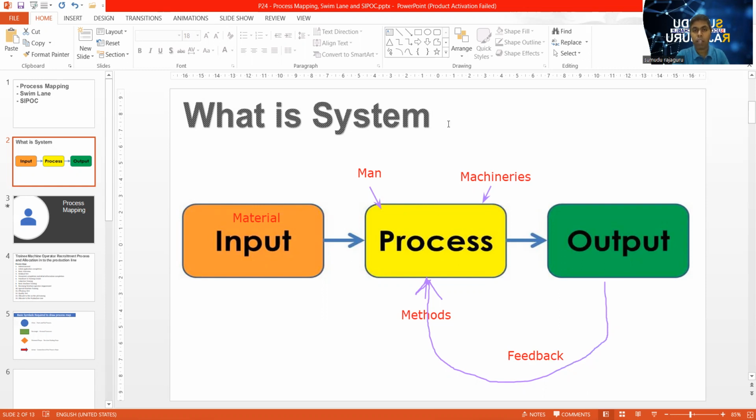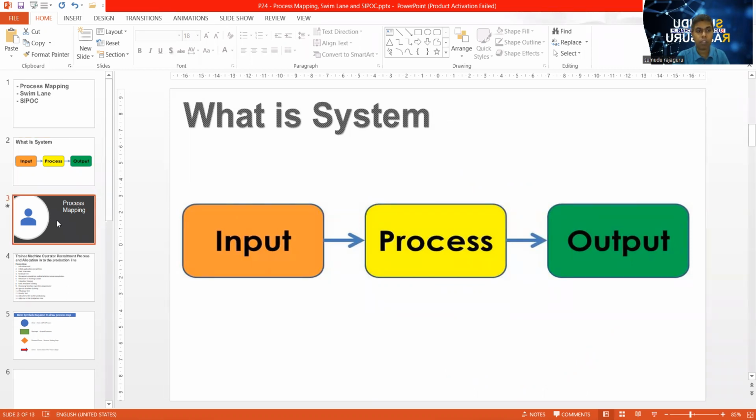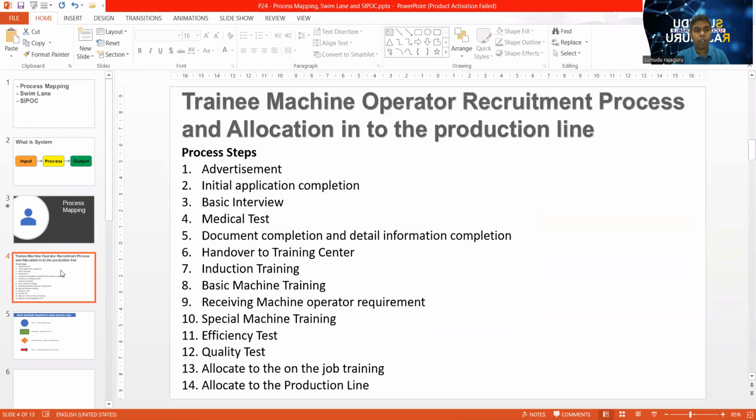Now we are talking about the process. I'll take some examples. You can see here, I'm going to discuss the process mapping part. Process mapping. So this is one of the examples. I'm going to draw the process map for trainee machine operator recruitment, the recruitment process and allocation into the production line.